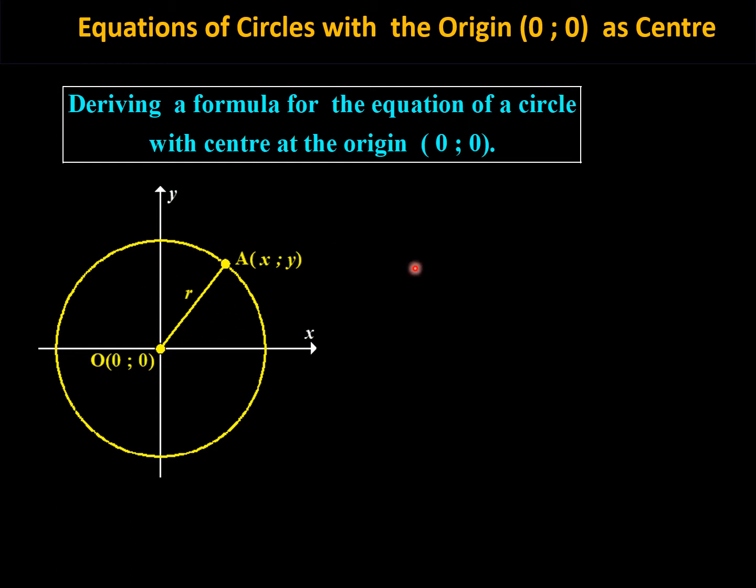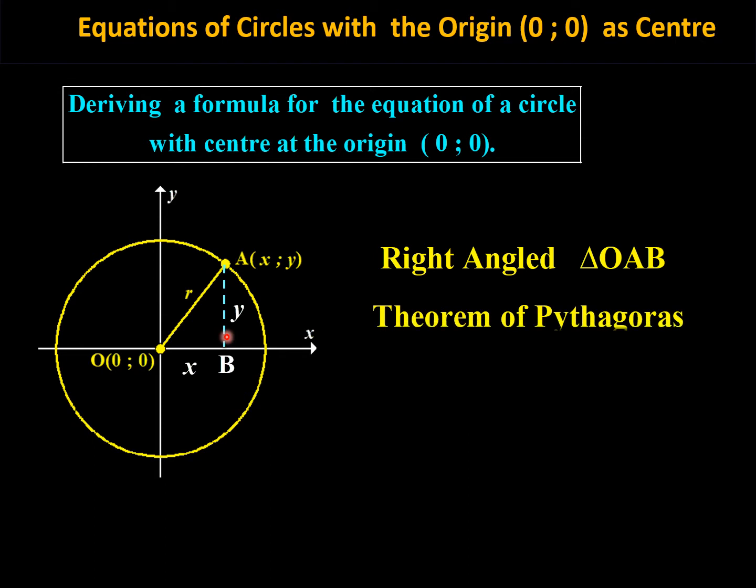R. Okay. Now if you look at that, if you draw a perpendicular line to point B, what do we get? We get the y value of AB would be y and OB would be x. Now because AB is perpendicular, it means I have a right angle triangle, and with a right angle triangle I associate the theorem of Pythagoras. So let's apply the theorem of Pythagoras there.